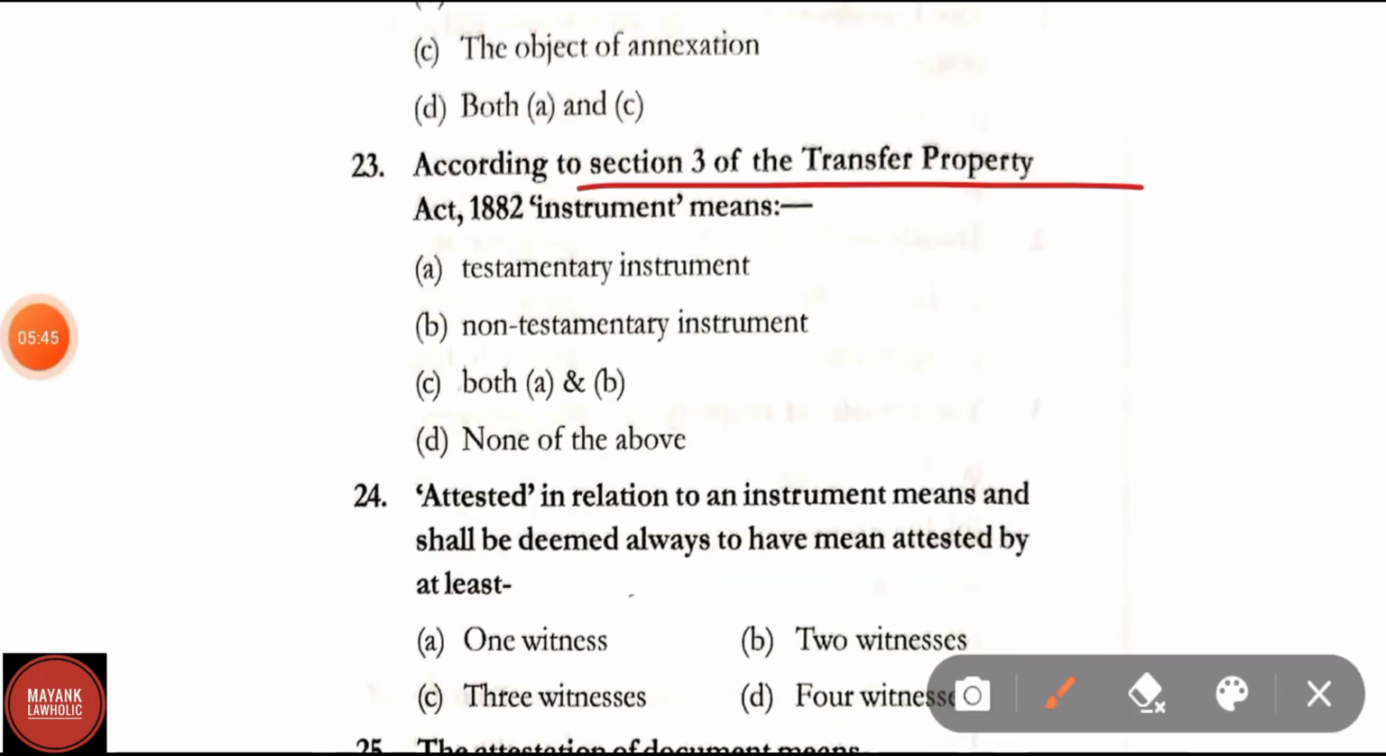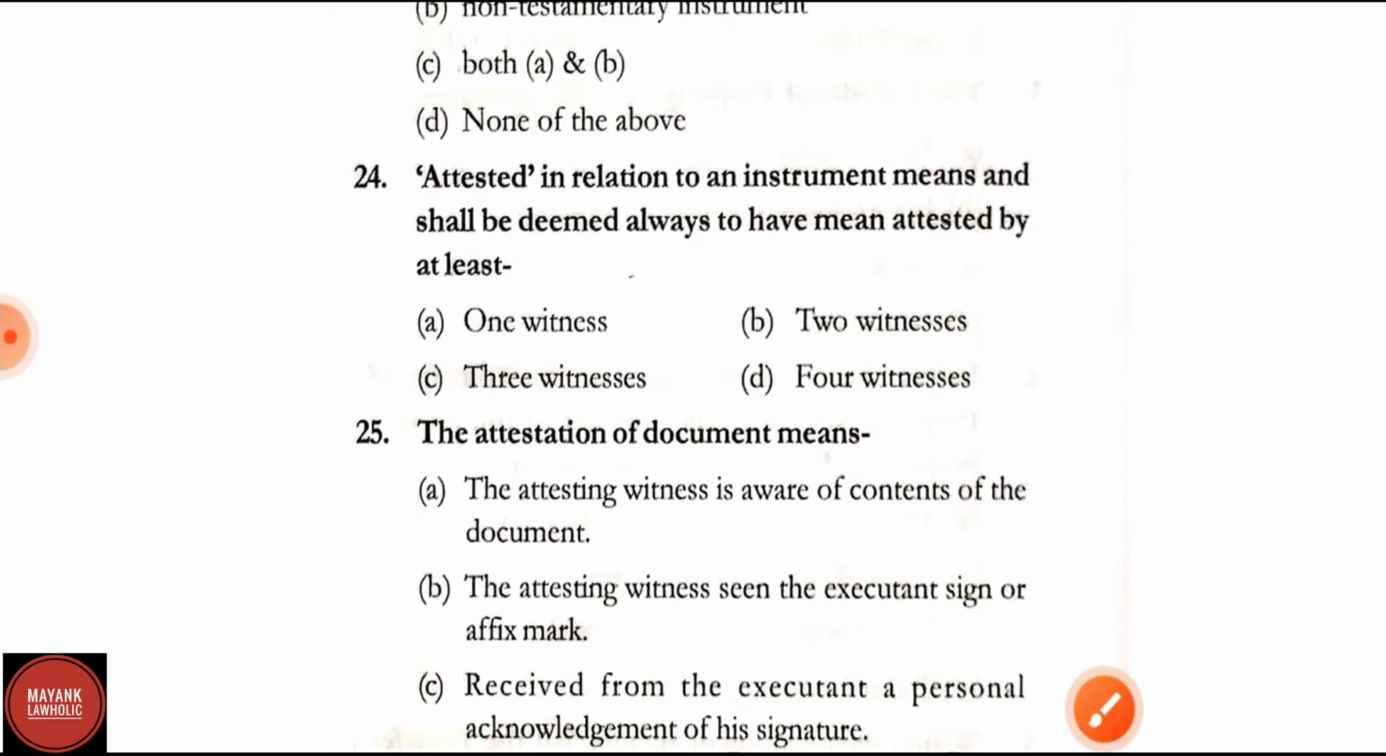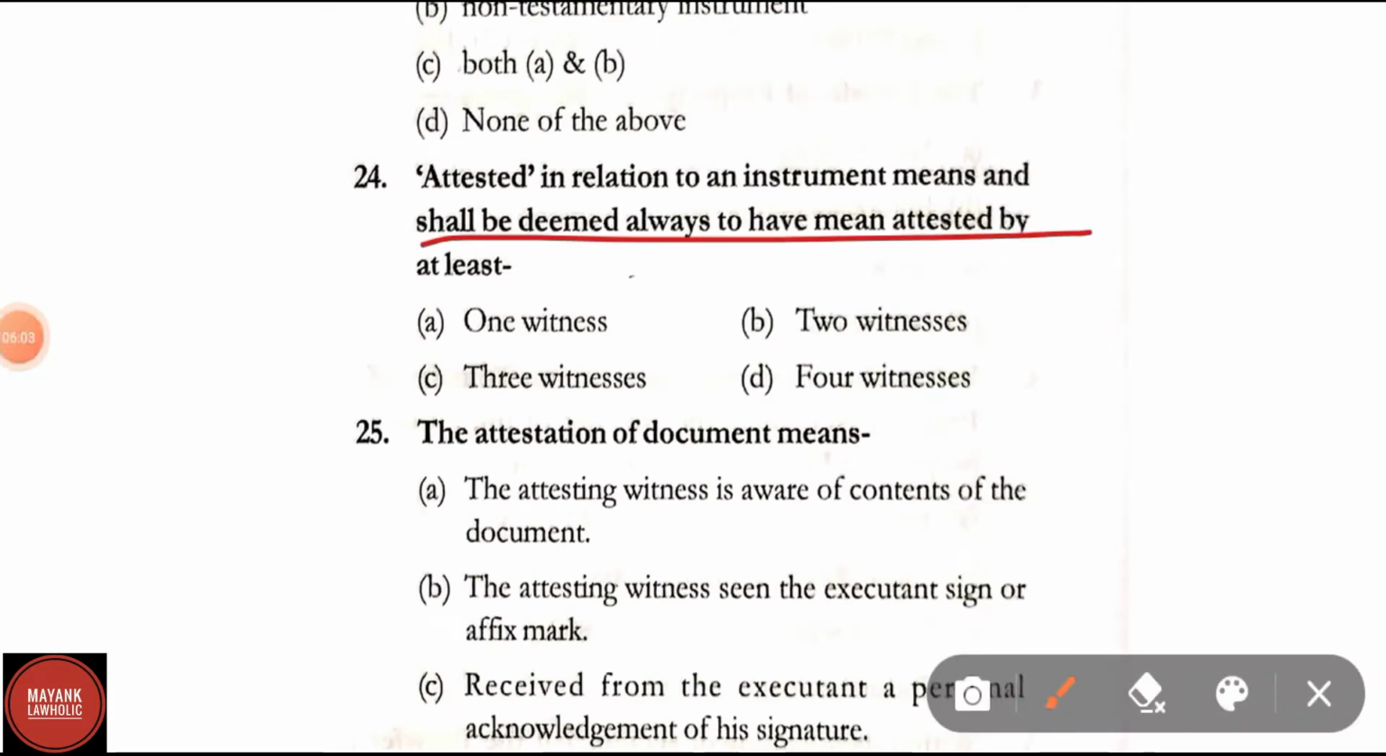Question number 23. According to section 3 of the Transfer of Property Act 1882, instrument means testamentary instrument, non-testamentary instrument, both A and B, none of the above. Correct answer is option B, that is non-testamentary instrument. Question number 24. Attested in relation to an instrument means shall be deemed always to have meant attested by at least 1 witness, 2 witnesses, 3 witnesses, 4 witnesses. Correct answer is 2 witnesses.